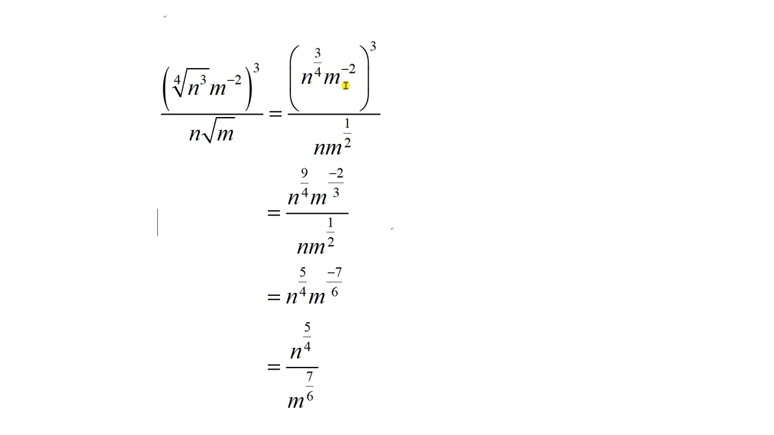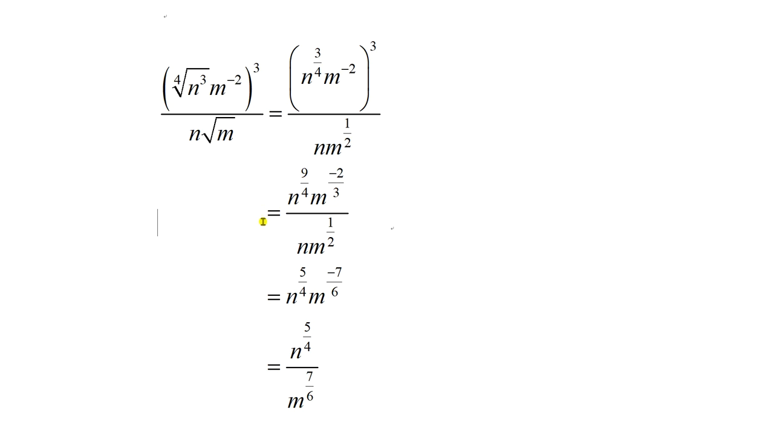And then m to the power negative 2, just keep it. Denominator, n, that is n to the power 1. And usually we will omit this one, we will not write this. Square root m, that is m to the power 1 over 2. Now in the numerator, there's a whole bracket to the power 3. We multiply 3 inside the bracket, that becomes n to the power 9 over 4 times m to the power negative 2 over 3.